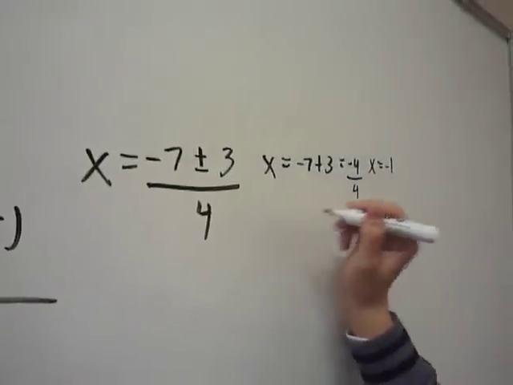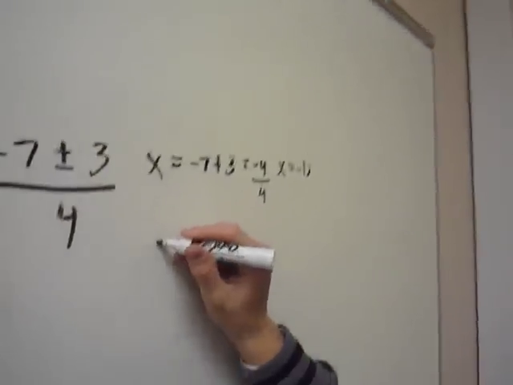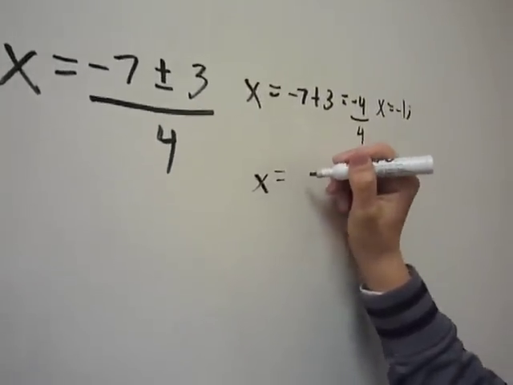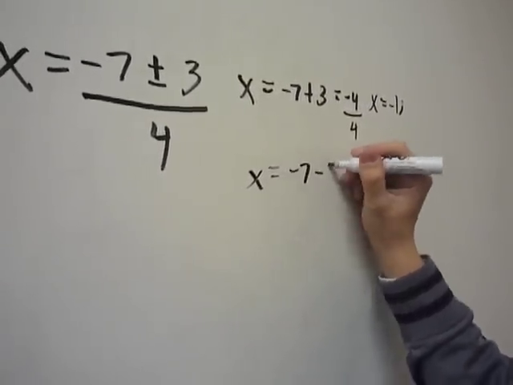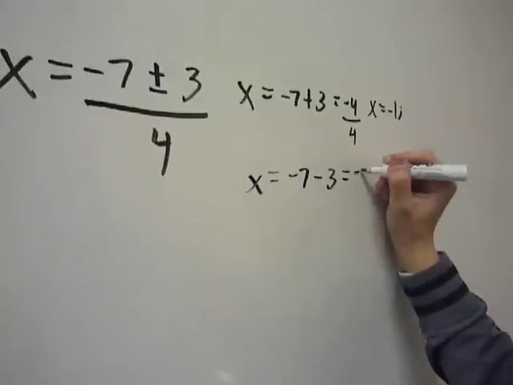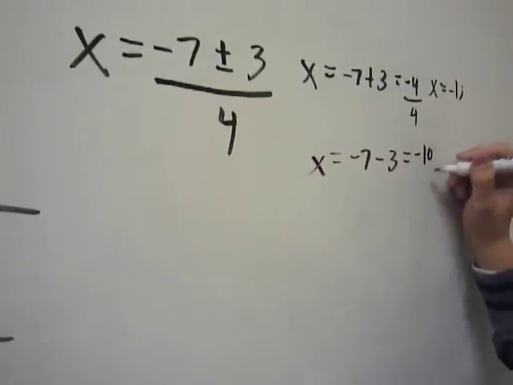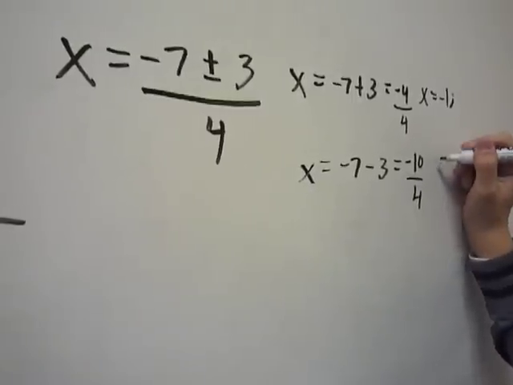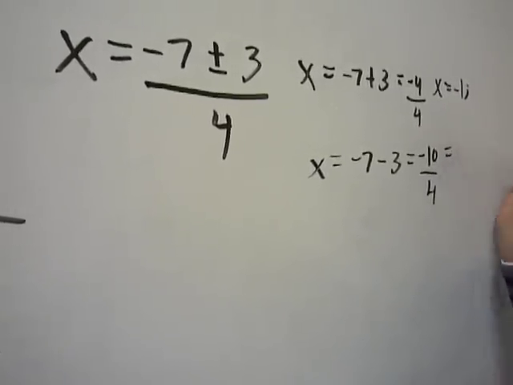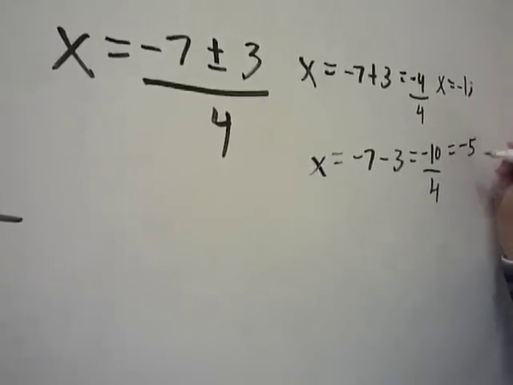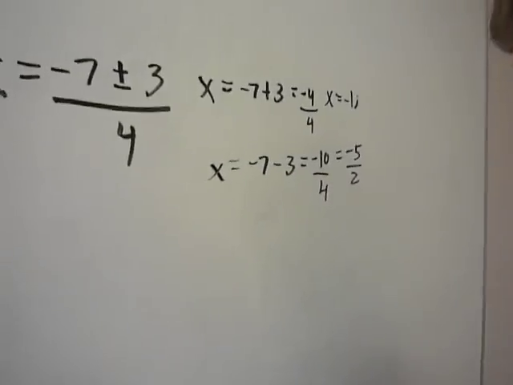And then you do the same thing when you're trying to figure the other one out. X equals negative 7 minus 3, which equals negative 10. And then that equals negative 10 over 4, and you reduce that, so then that's negative 5 over 2.